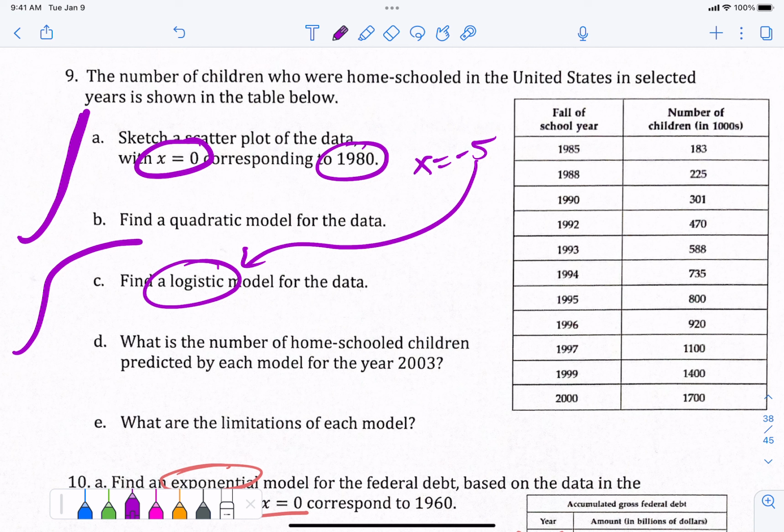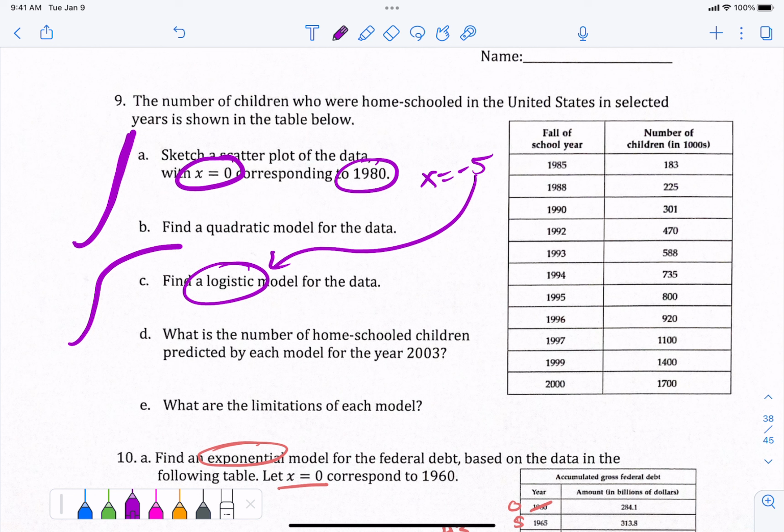It took like 2 minutes for the calculator to calculate that. Did it really? Sometimes it takes a while, I think. I don't know. Anyway, so there's that. Okay? Good? Questions?